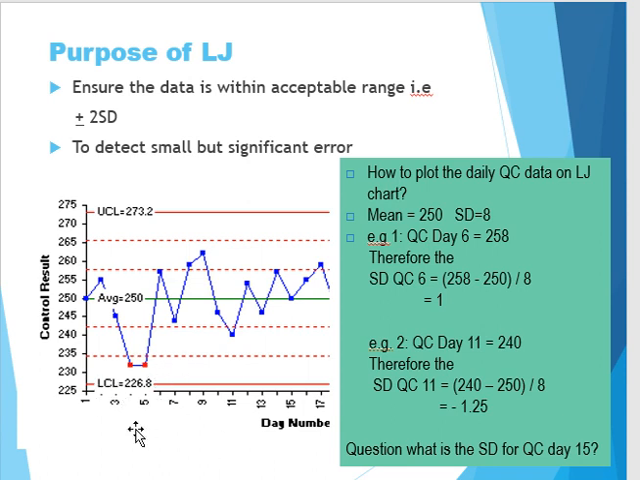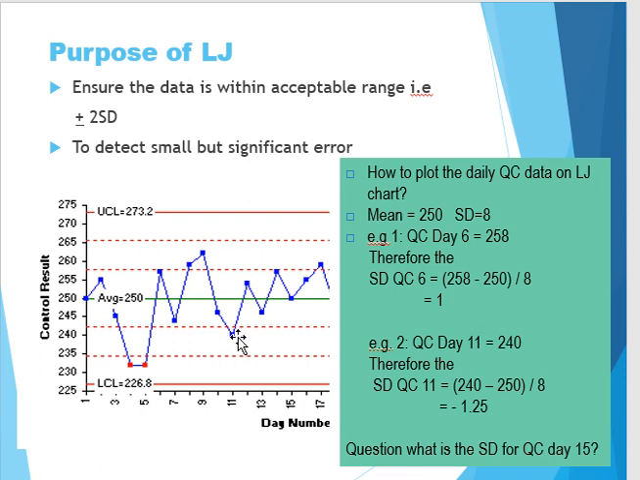Another example, QC day 11. The reading here is 250. How to calculate? 250 minus the mean, 250, divided by the SD. So we get an SD for QC day 11 of minus 0.25. That's why it is plotted here.